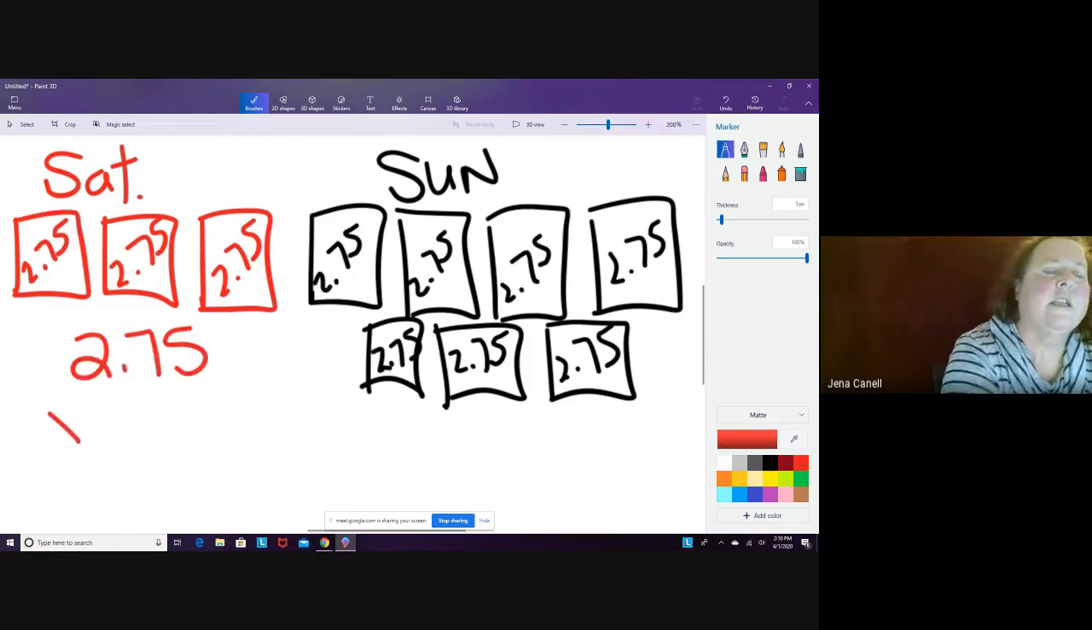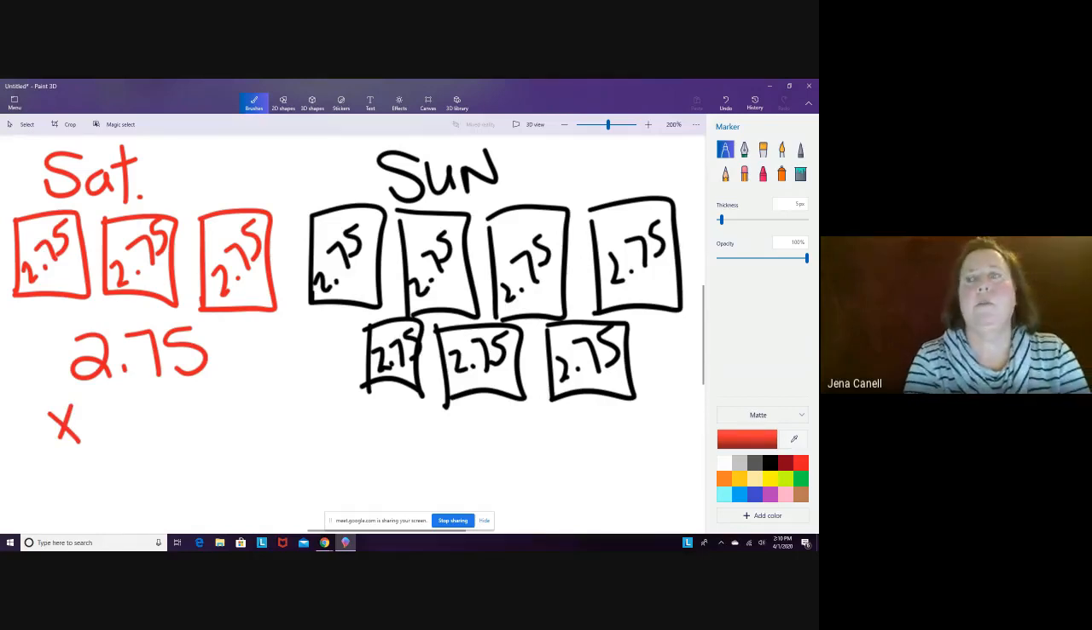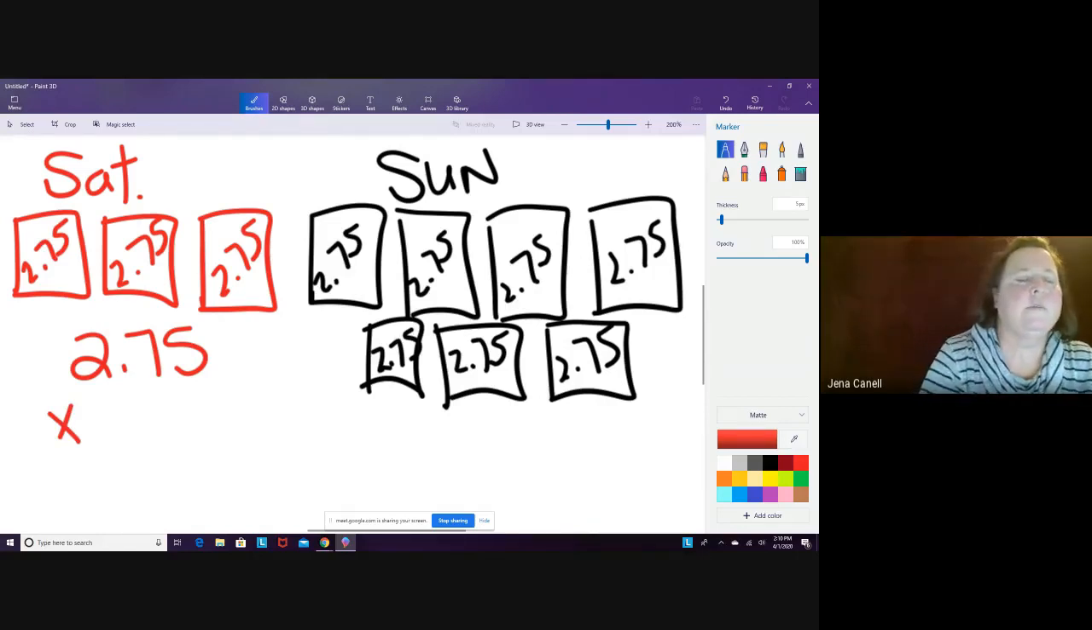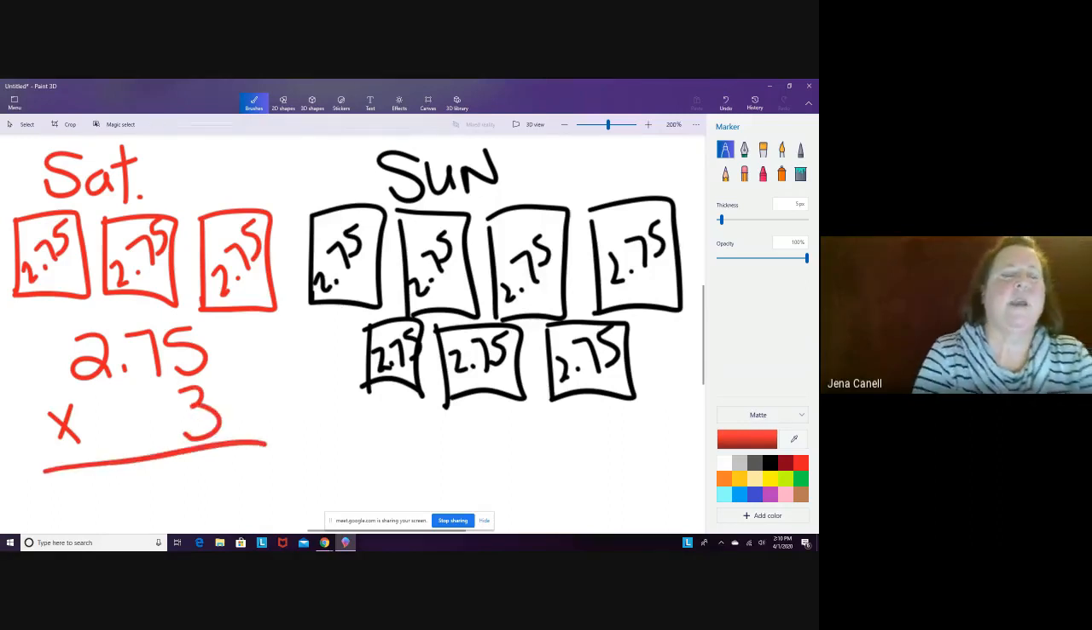Remember, each is an indication that we're either going to multiply or divide when we're doing word problems. But we know that this is a multiplication problem. That's trying to figure out how much he made. We're definitely making a bigger number. All right. So you're going to figure out $2.75 times 3.